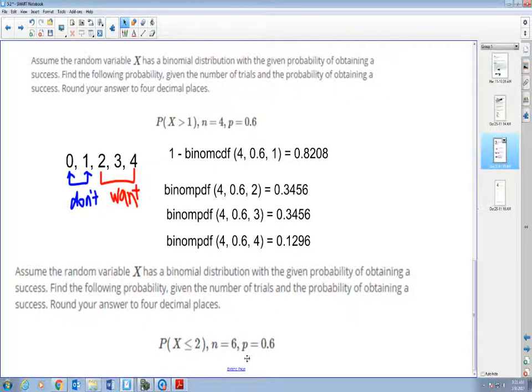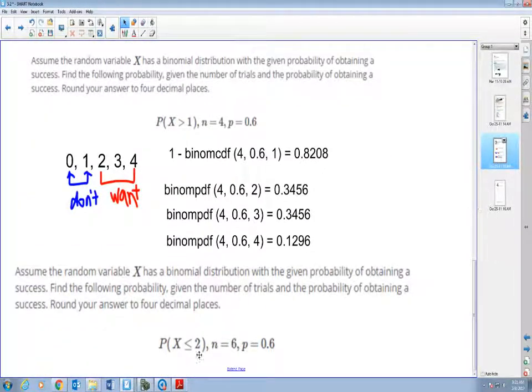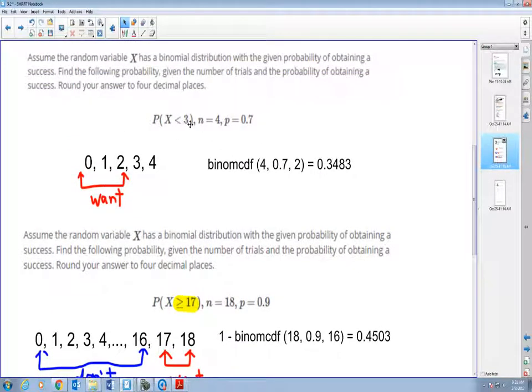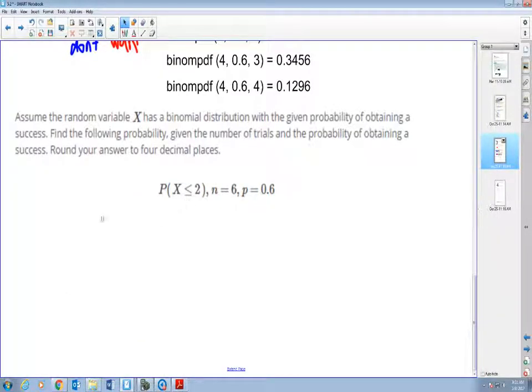Alright, let's try another scenario. Though I don't think we've done this one yet. This is less than equal to 2. The earlier one was less than 3. Alright, the keyword is less than, but this one has the equal to.